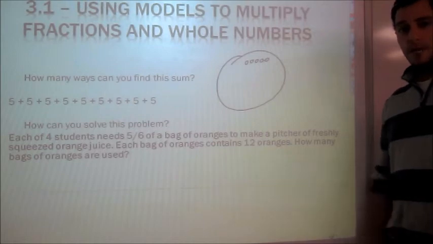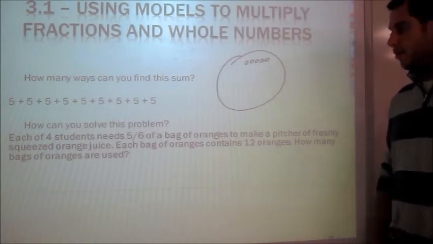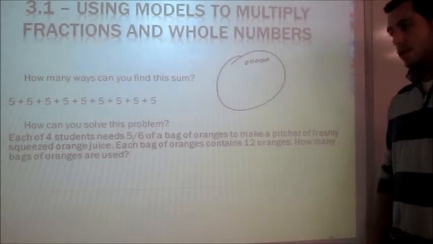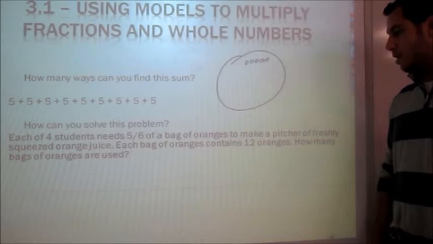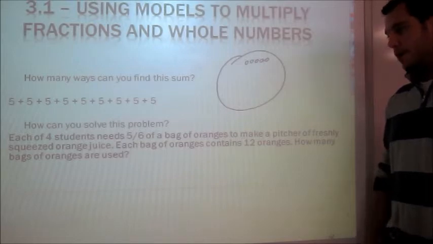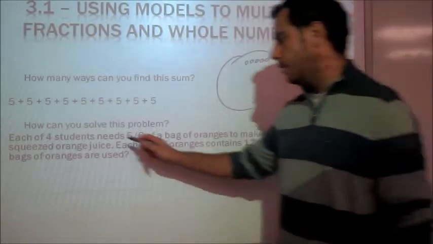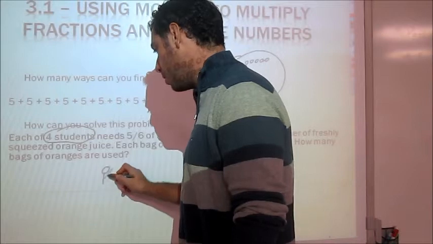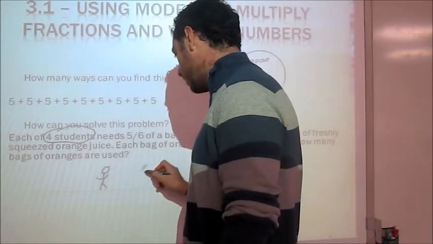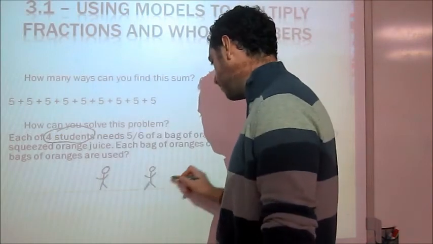Take this problem, for example. Each of 4 students needs 5/6 of a bag of oranges to make a pitcher of freshly squeezed orange juice. Now, each bag of oranges contains 12 oranges. How many bags of oranges are used? Well, we know that there are going to be 4 students involved in this problem. So part of the model could just be simply representing 4 separate students.